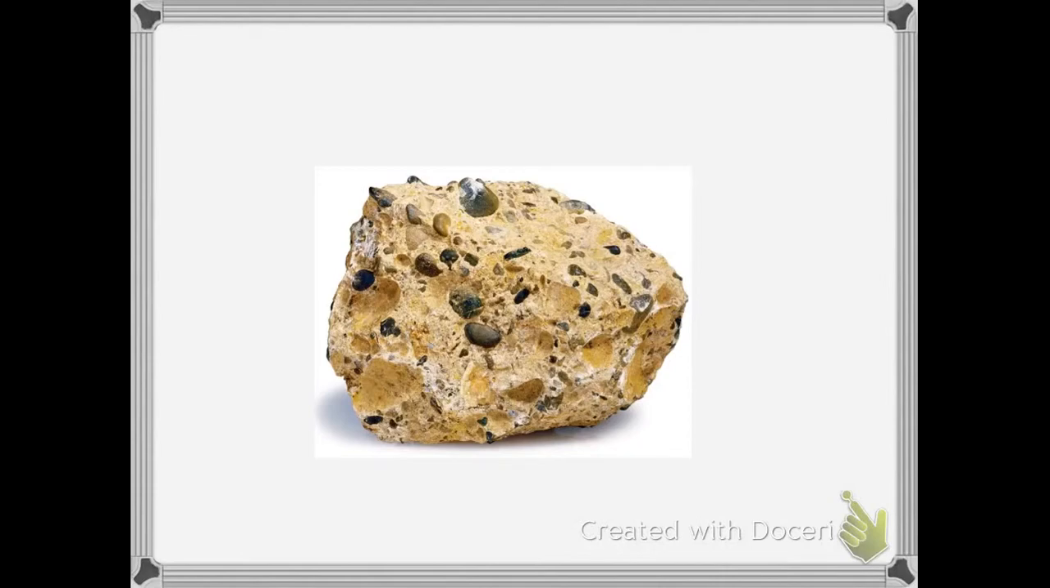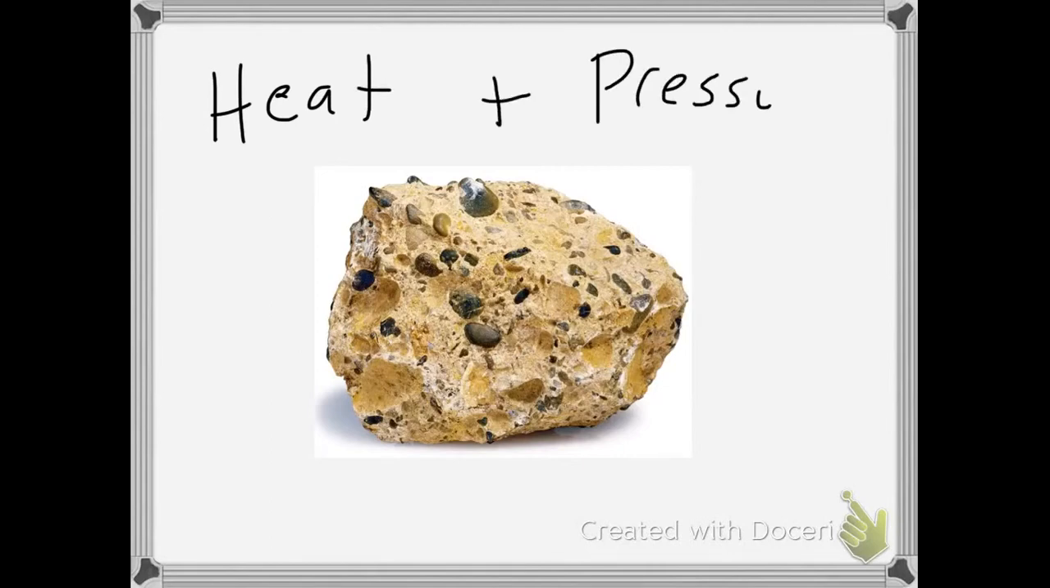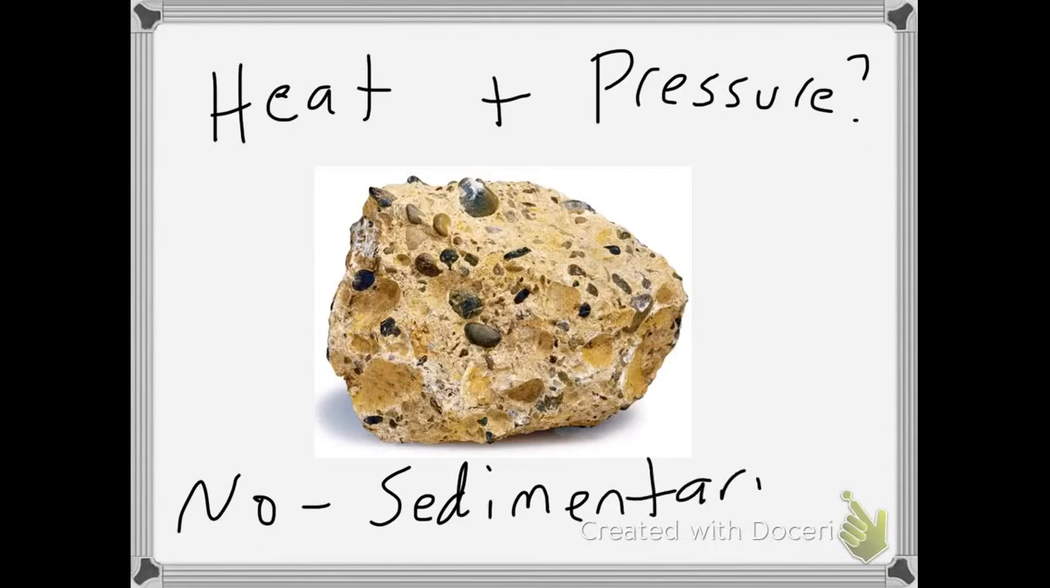Okay, we have a picture of a rock, and maybe a question that goes along with it. Have heat and pressure been applied to this rock? The answer is no, because this is a sedimentary rock. This is conglomerate. So how do I know that heat and pressure have not been applied to this specimen? Well, the minerals, or the rock chunks, are not lined up, and they're still pretty well rounded, so there's no evidence of flattening.